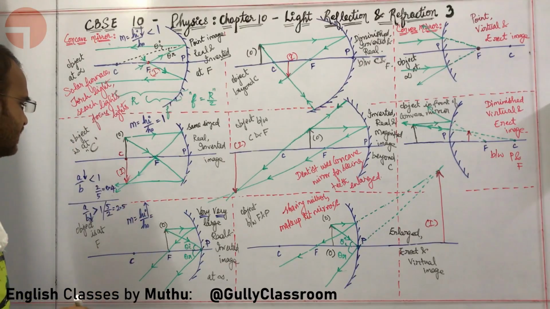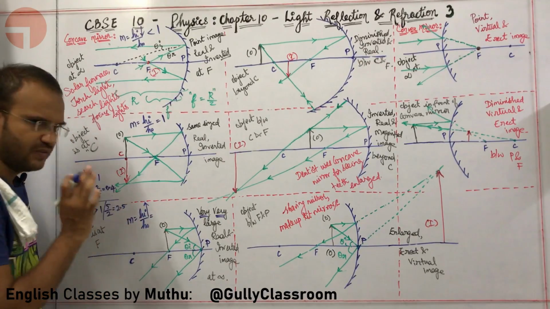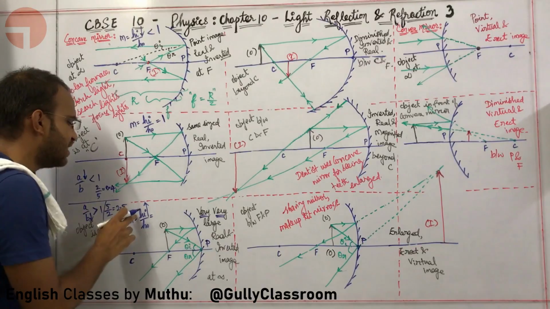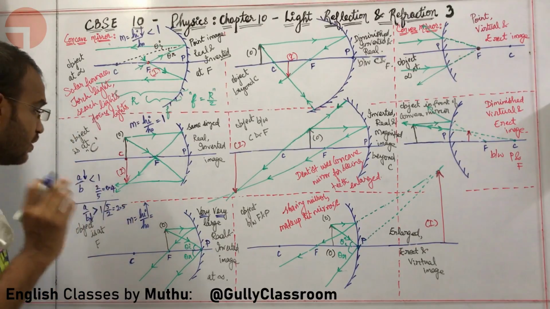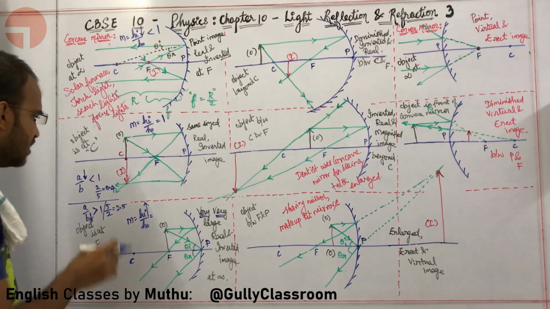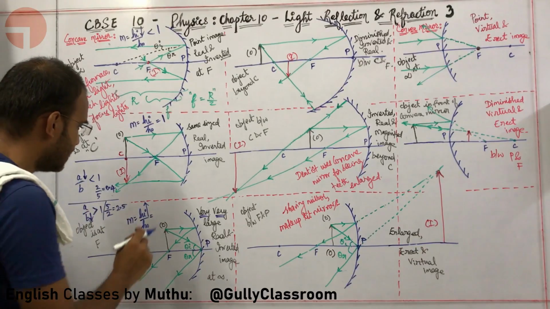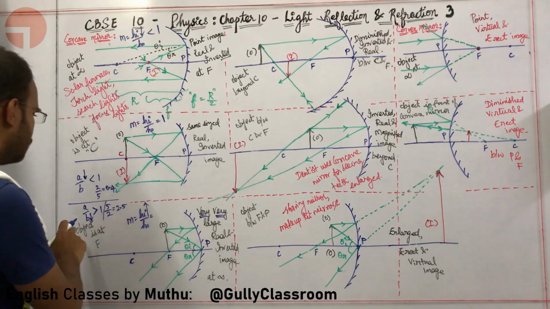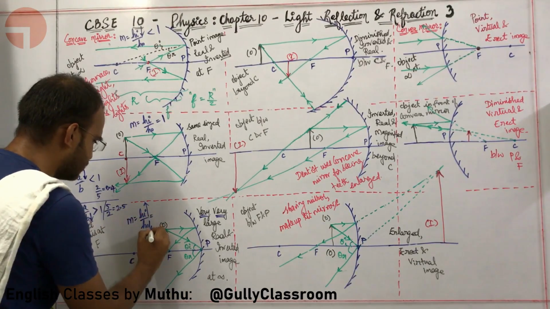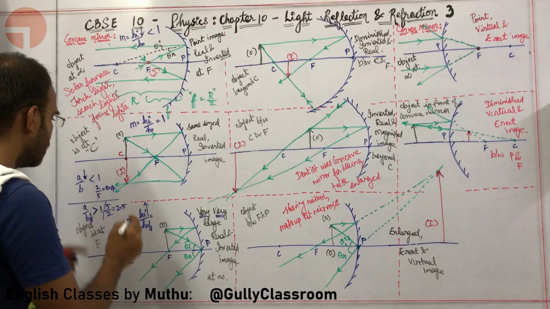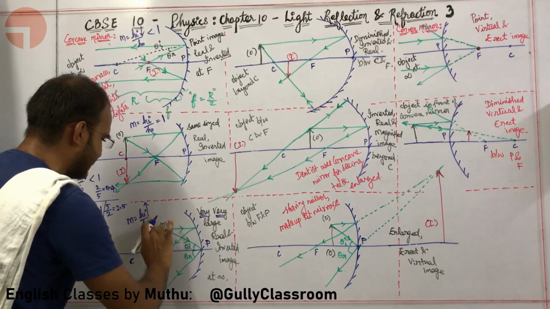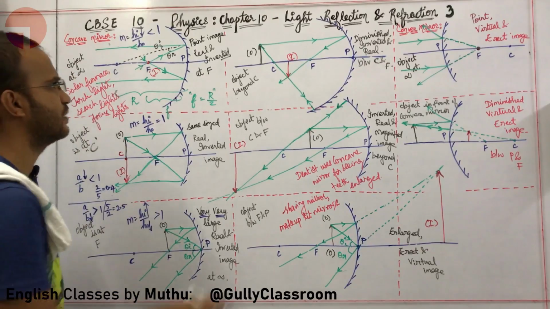He is going to be very high. If he is going to be very high, what is happening? Obviously the numerator is high. If the numerator is high and the denominator is low, automatically this will be greater than 1. Magnification is greater than 1.